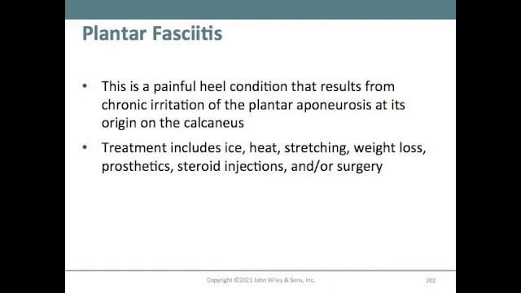And then plantar fasciitis. This is a painful condition that results from chronic irritation of the plantar aponeurosis at its origin on the calcaneus. This calcaneus is in the heel. So when you have pain in your heel, in your foot, that could be this disorder. Treatment includes heat, ice, stretching, weight loss, prosthetics, steroids, and/or surgery.